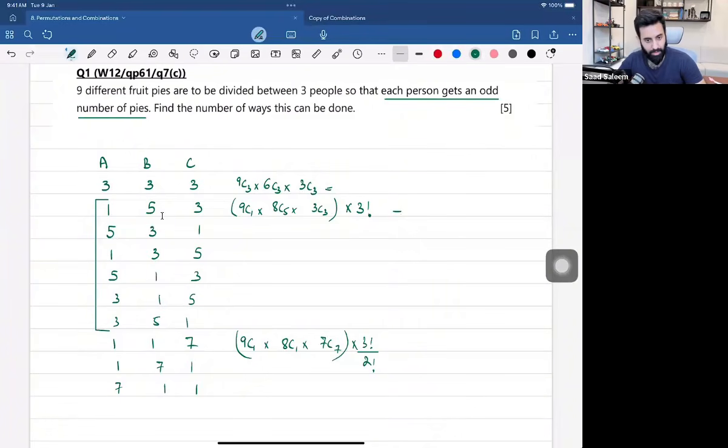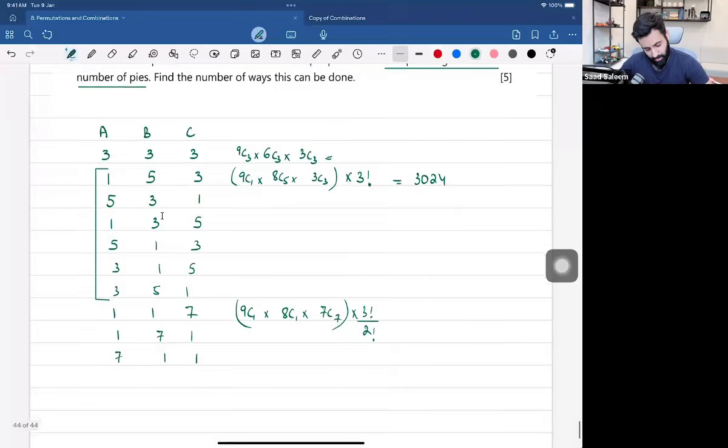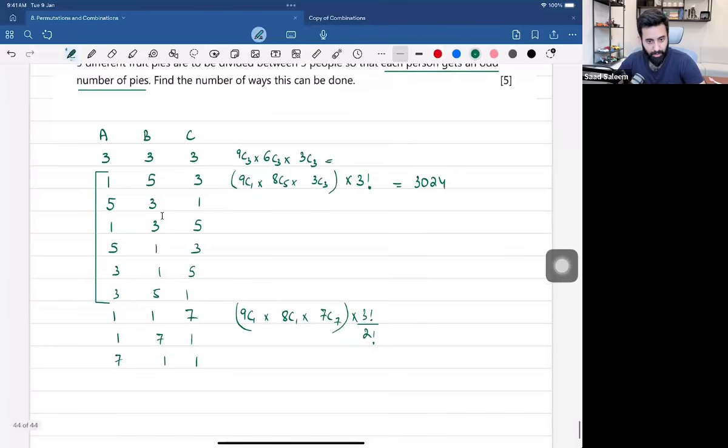Okay, so this turns out to be 3024. And this turns out to be 1680. Okay, here we don't have any other arrangement. And finally, this turns out to be 216. Now you add them up, you get the final answer, which is 4,920. There we go.